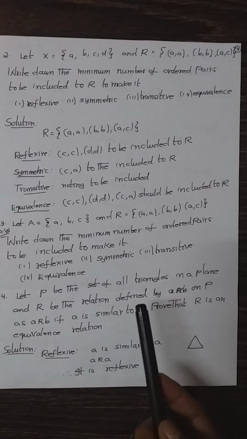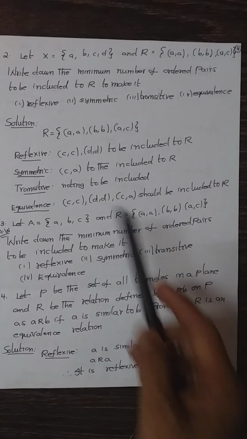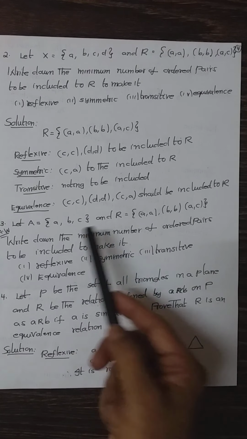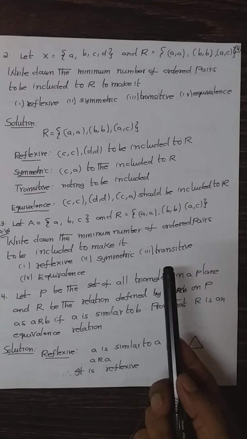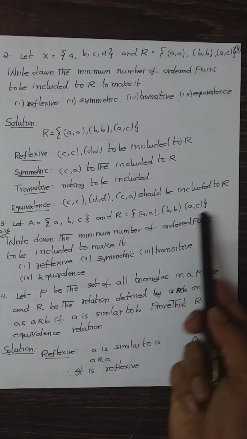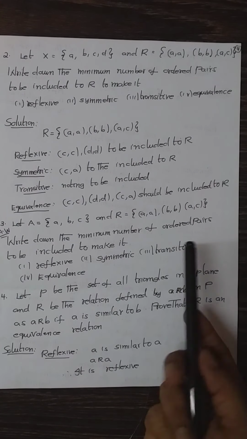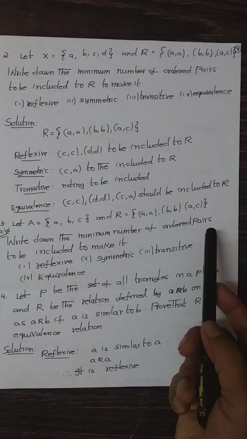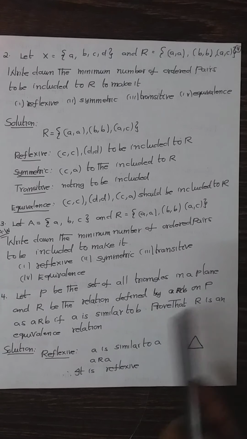So this you can try by yourself. For reflexive, simply (C,C) should be added because (A,A), (B,B) is there. Again for symmetric, (C,A) should be added. For transitive, nothing should be added like this. Equivalence, (C,C), (C,A) should be added. That's it, very simple. That's why I didn't do this problem. Almost equal to second problem.